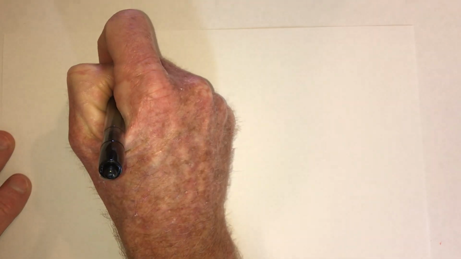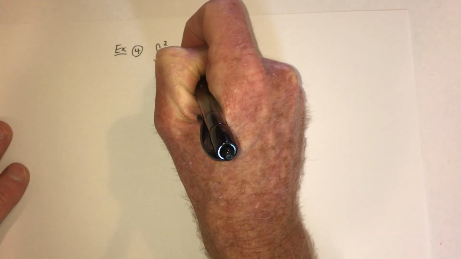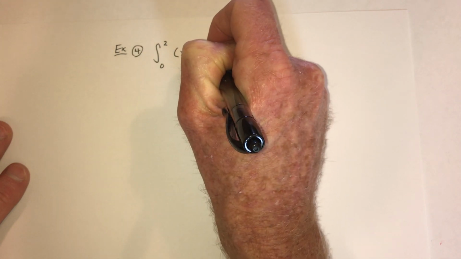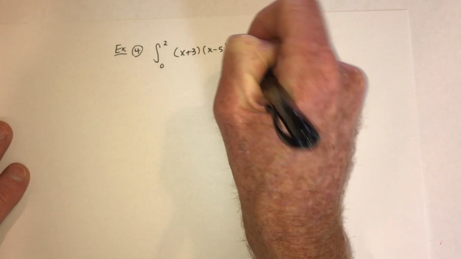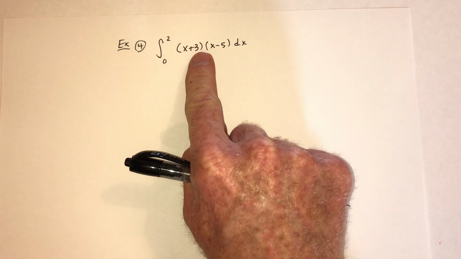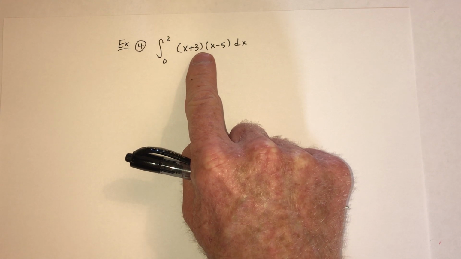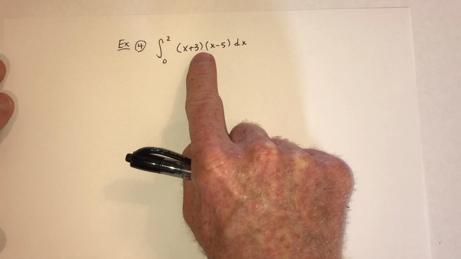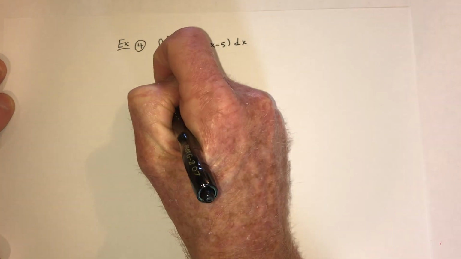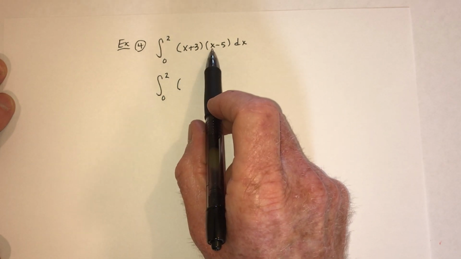Example number 4. How about if you integrate from 0 to 2, and it's x plus 3 times x minus 5. So find the antiderivative. Notice that this in here is a product, and we have not covered the product rule for integrating yet. So we cannot use that. Instead, we're going to have to do algebra and actually multiply this out ourselves. Or actually myself, and then you can follow along.